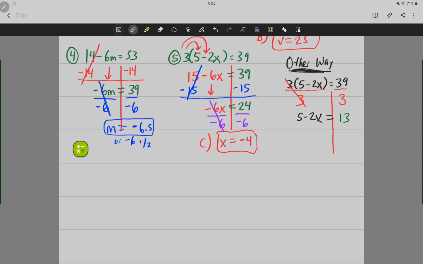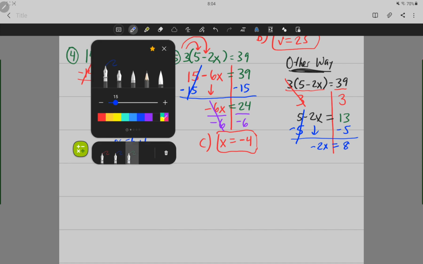We have the positive 5, so the opposite of that is negative 5. Do the same to both sides. 5 minus 5 is 0. Just cancel it out. Bring down that negative 2x equals 13 minus 5 is 8.